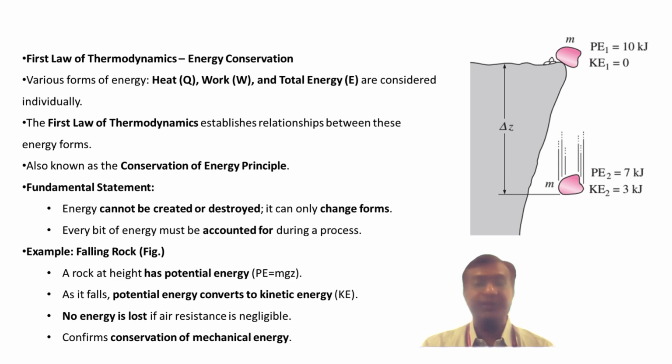If we assume the air resistance is negligible, then no energy is lost during this process. The potential energy lost by the rock as it descends is equal to the kinetic energy gained as it accelerates towards the ground. This confirms the conservation of mechanical energy throughout its fall. Therefore, the first law of thermodynamics emphasizes that while energy can change its form from potential to kinetic, it is always conserved within an isolated system. Understanding this principle is crucial for analyzing various physical processes and designing efficient systems in engineering and physics.